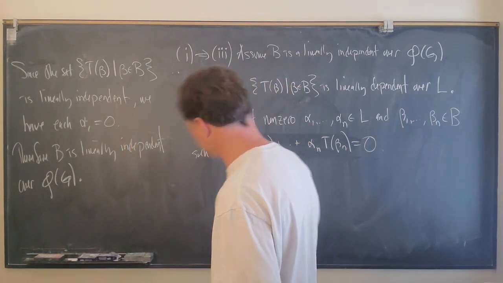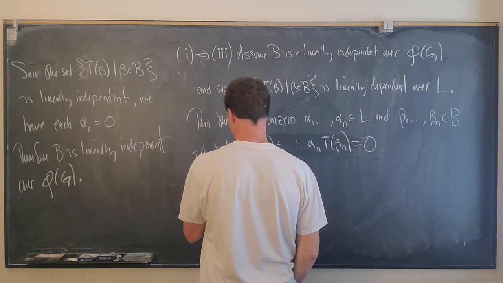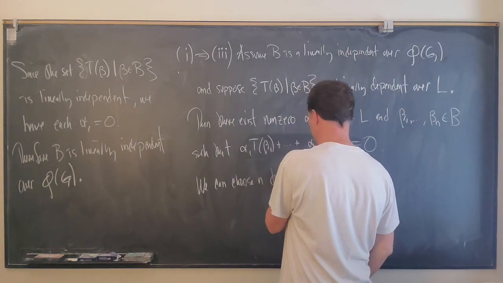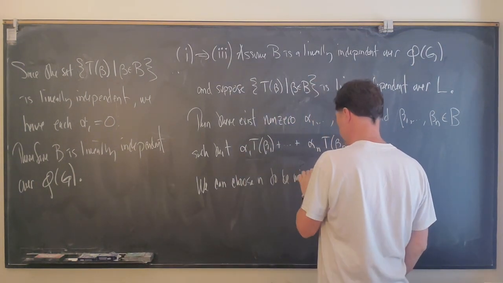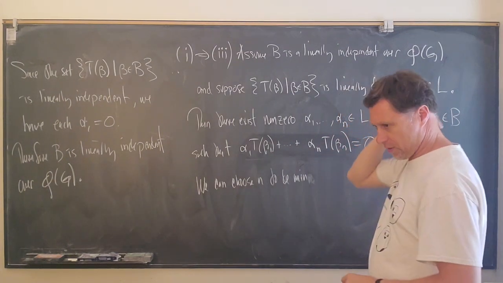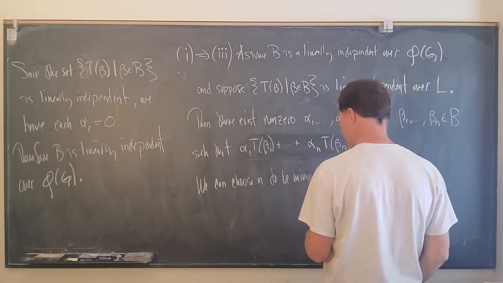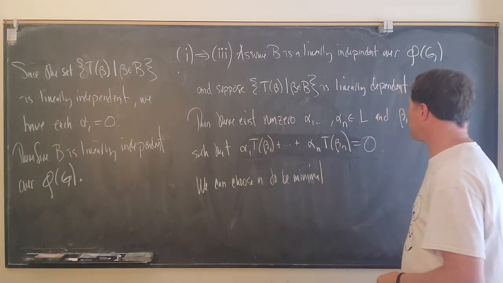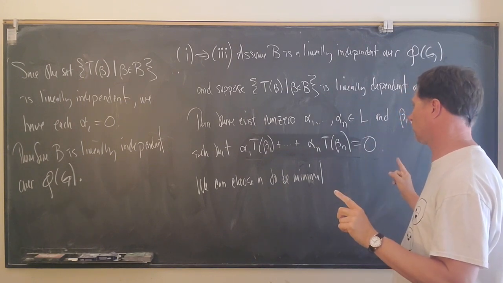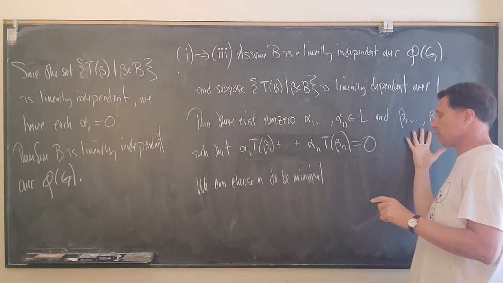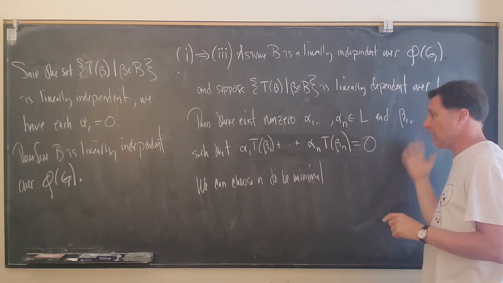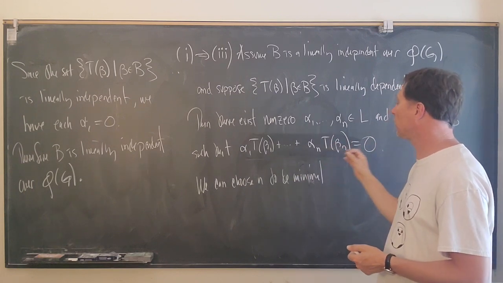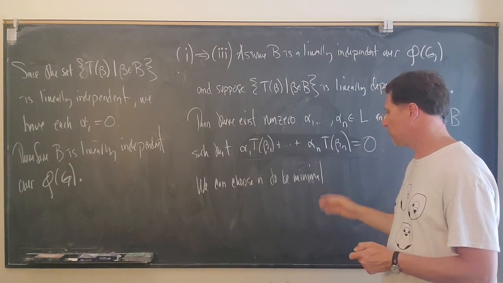Now, we can choose n to be minimal. This is sort of the trick. This will come back right at the point of contradiction. This minimality is going to show up. So we can choose n to be minimal. Now, what that means is if you take any collection of betas that has fewer than n elements, then that set is going to be linearly independent, right? You won't be able to come up with a non-trivial linear combination that adds up to 0, right?